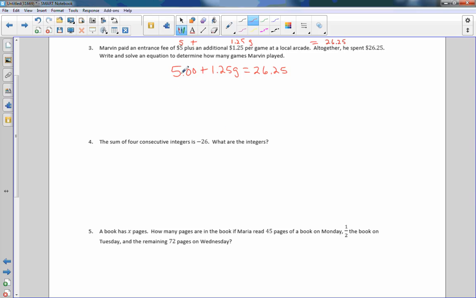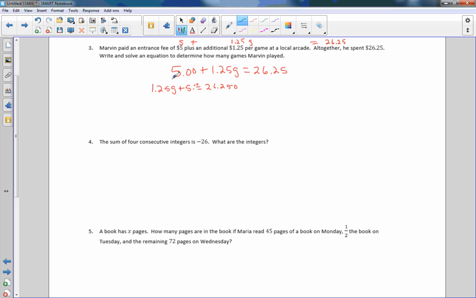Okay, now let's get into the habit of putting this in standard form. And standard form would just be putting the constant at the end and the variables in order. So I'm going to put 1.25g plus 5 equals 26.25. Now I dropped the zeros here. I guess it doesn't matter. I'll leave them there, $5. And then we're going to solve this problem.